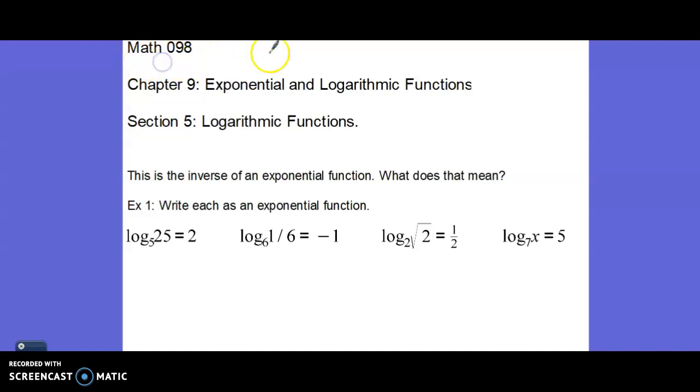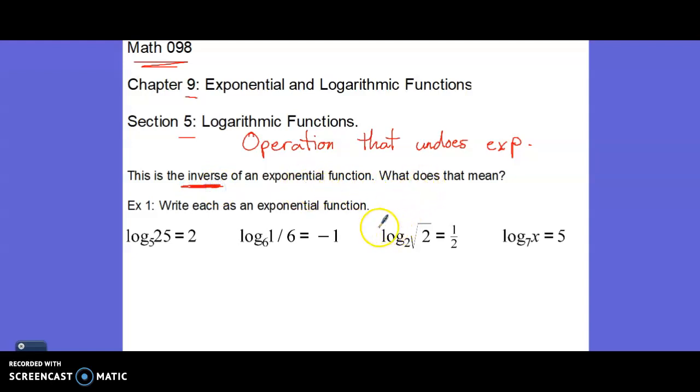Hey, Math 098, we're going to continue Chapter 9 with Section 5, log functions. What we're going to get at is that log functions is just an operation. More specifically, it's an operation that undoes exponents. That's what it means to be the inverse of an exponential function.